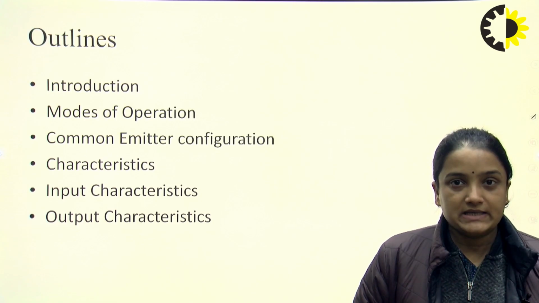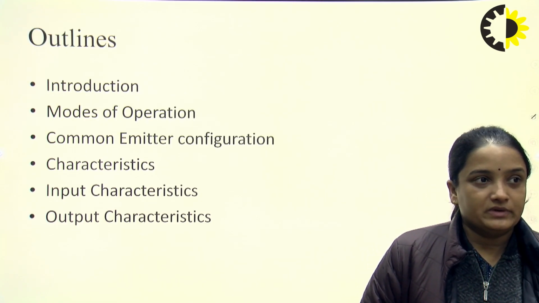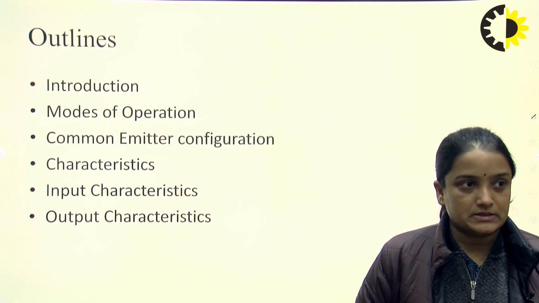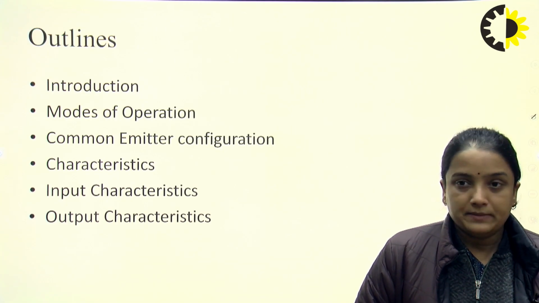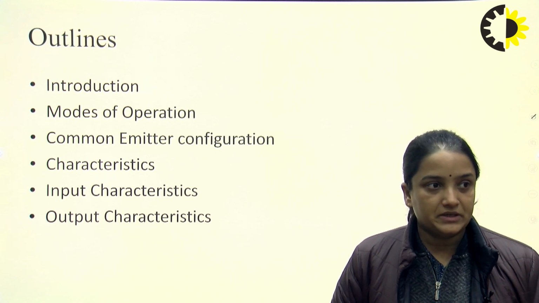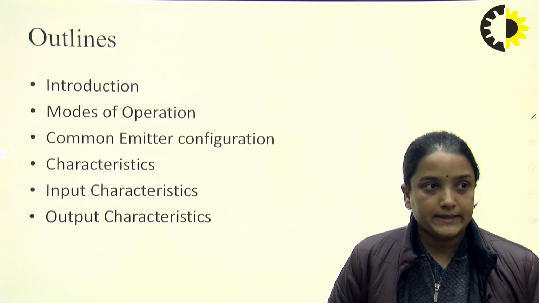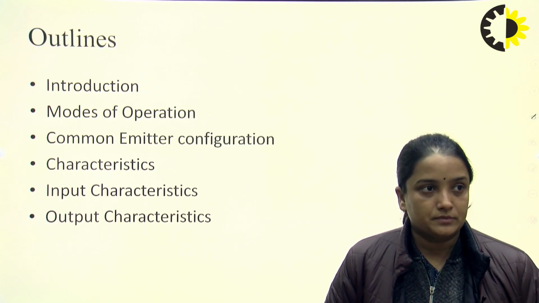These are the outlines that we cover during the entire lecture. First of all, we will cover the basic introduction of BJT, that is, what is bipolar junction transistor, its modes of operation, common emitter. Particularly in this lecture, we will discuss the common emitter configuration, the input-output characteristics of BJT in common emitter configuration.